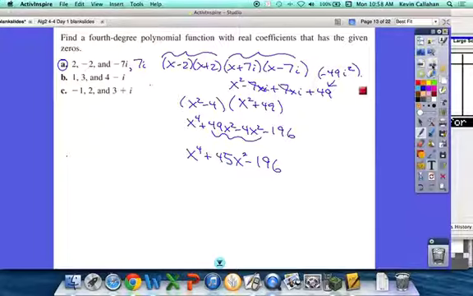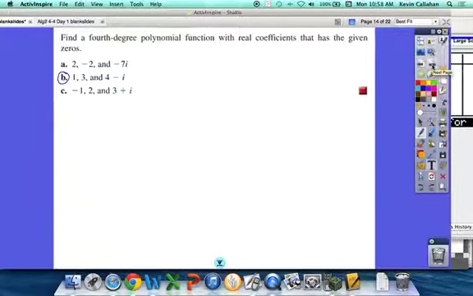Okay, let's see. We'll do one more because I know this is too much. But if we're doing the second one, then 1 and 3 are zeros, and 4 minus i is a 0. What's another 0? 4 plus i, right? The complex conjugate. 4 plus i.